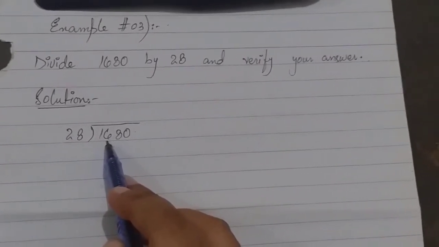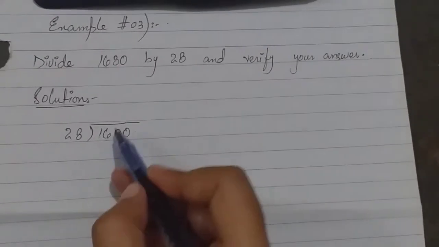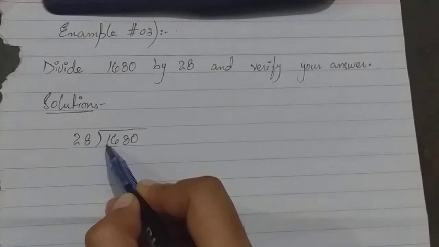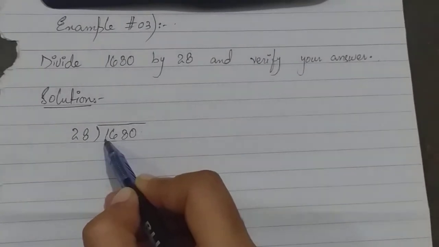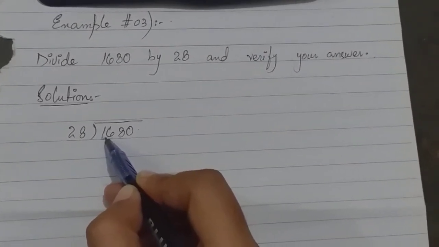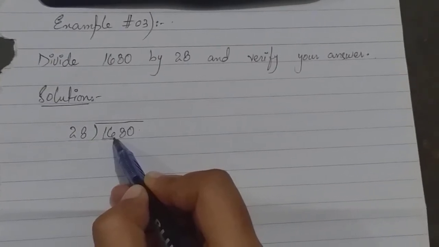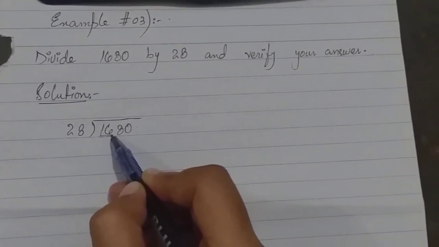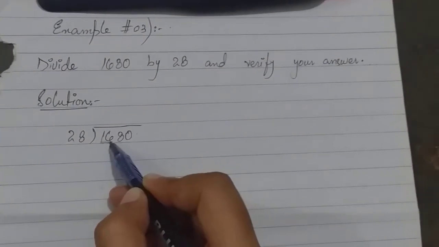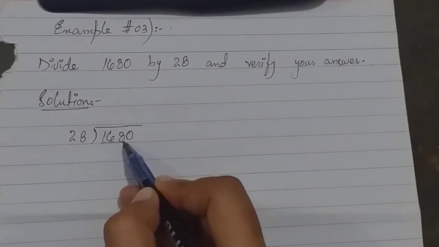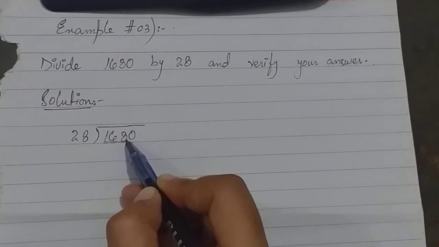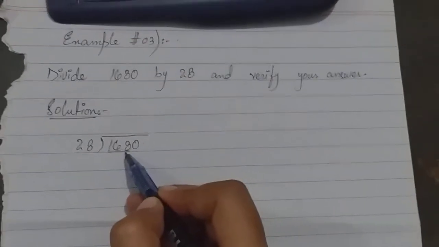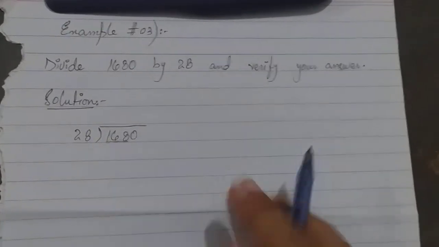Now again we will take another digit, 8. First we took 1, which is less than 28, then we took 6, and it became 16, which is again less than 28. Now we will take another digit, 8. Now it becomes 168, and 168 is greater than 28. Now we can move towards step number 2, that is multiplication.